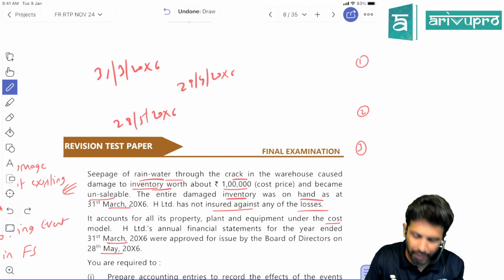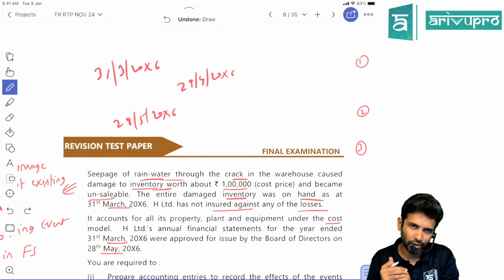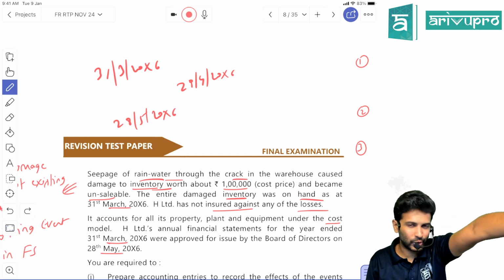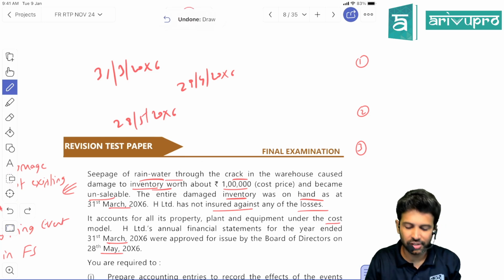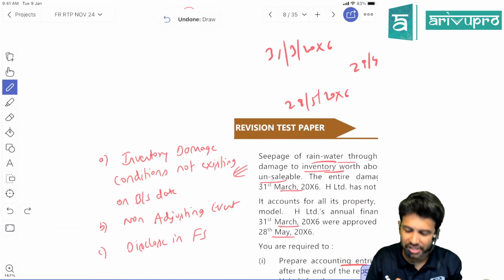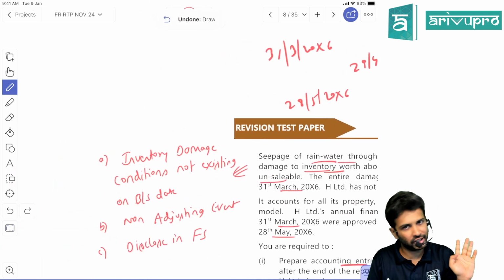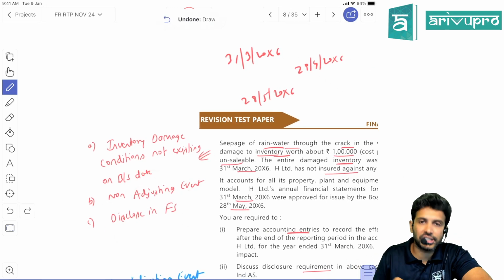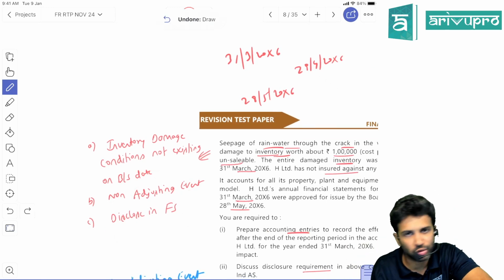Now this damage is due to water coming in due to rainfall. Was this existing on the balance sheet date? No. This was not existing on the balance sheet date. So this inventory damage condition is not existing on the balance sheet date. Correct. So hence this will be treated as what? Non-adjusting event. This is a very good question, is what I said.